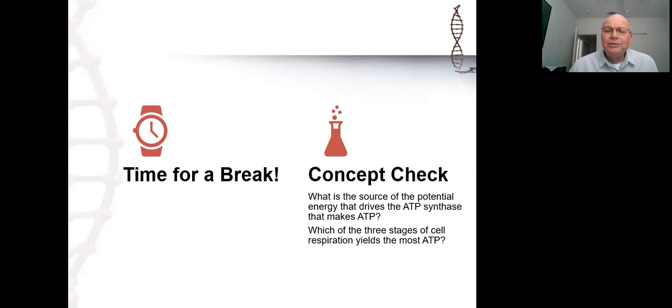So what is the source of the potential energy that drives the ATP synthase that makes ATP? Yes, we could talk about the electrons, but remember the energy of the electrons is converted to a hydrogen ion gradient. So it's the hydrogen ion gradient.